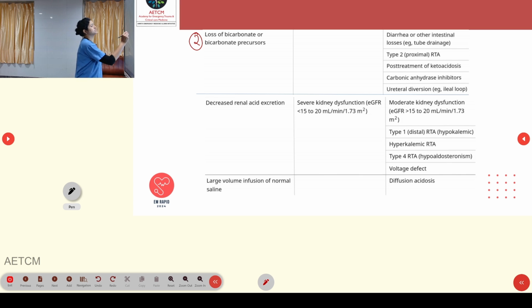Then third one is decreased renal acid excretion. It may be the HAGMA, in the HAGMA causes it is a severe kidney dysfunction, that is the eGFR is less than 15 to 20, and moderate kidney dysfunction, that is eGFR more than 15 to 20 ml per minute per 1.73 meter square, will be NAGMA. Type 1, type 4 RTA will be in this, hyperkalemic RTA and voltage defects, and large volume infusions of normal saline can cause NAGMA.